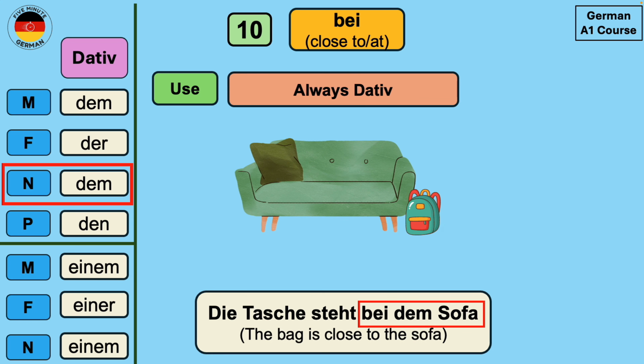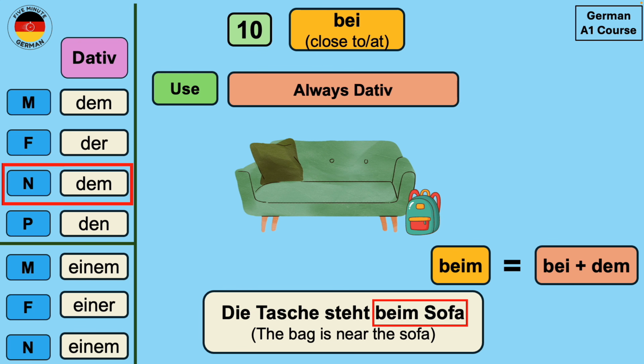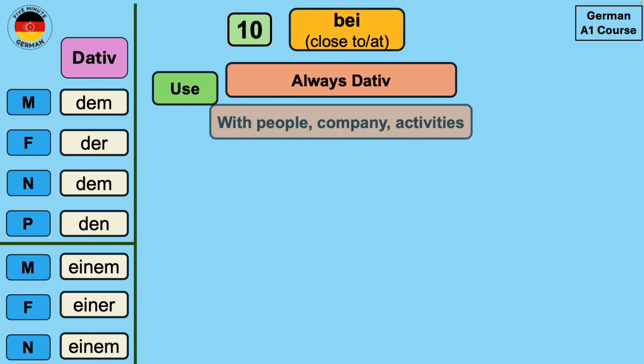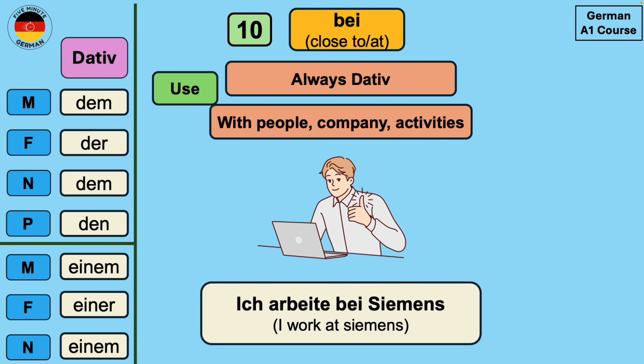And we can also write this sentence as die Tasche steht beim Sofa, because beim is a combination of bei and dem. Now there is another use of bei, and that is when we are talking about people, company where we work, or some activities, then we also use bei. For example, you can say, ich arbeite bei Siemens. I work at Siemens, which is a company. And because Siemens is a proper noun, that's why we don't use any article with it.